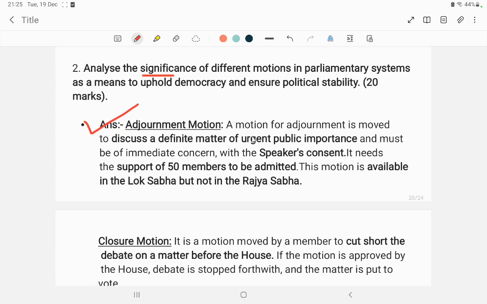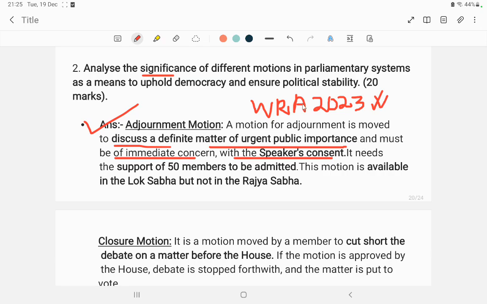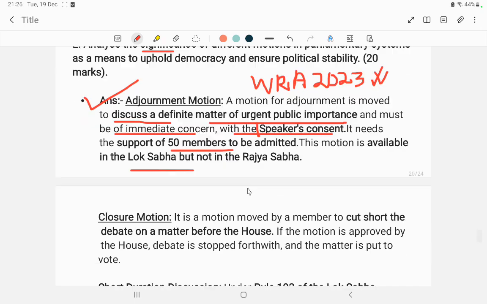Adjournment motion: a motion for adjournment is moved to discuss a definite matter of urgent public importance and must be of immediate concern, with the speaker's consent. For example, the Women Reservation Act 2023 is a very important bill. So if the Lok Sabha feels that it is very important, then it will set aside other matters. They will pass the adjournment motion if it is of urgent public importance, with the speaker's consent and the support of 50 members in the Lok Sabha. So this is the adjournment motion.